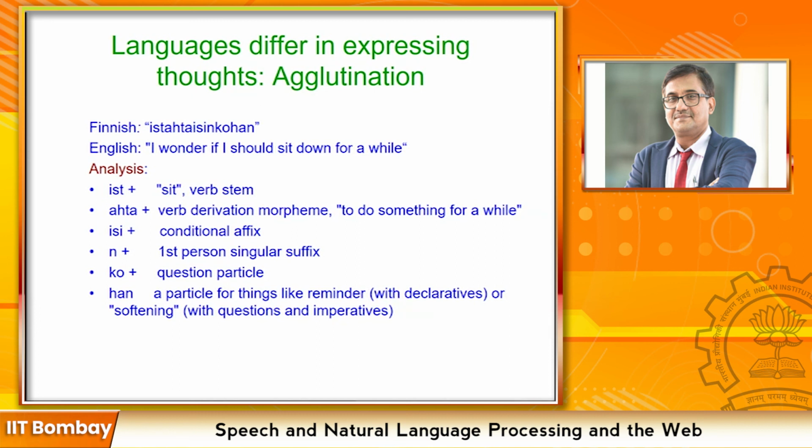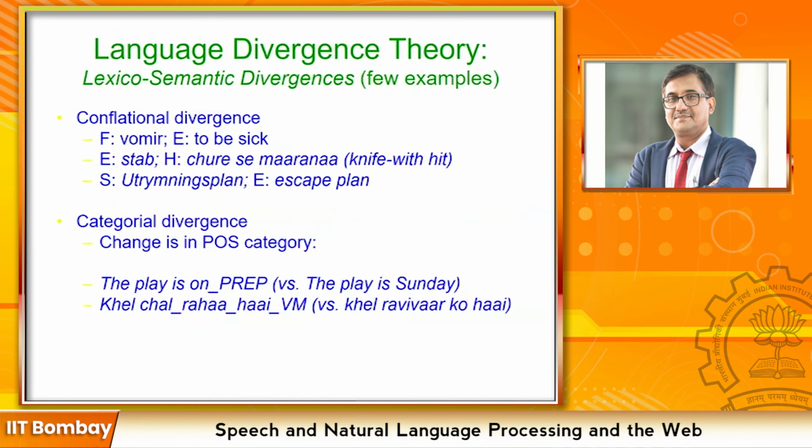Now, so much information is packed into this string that unless you do morphology segmentation, you will not be able to translate the sentence. And then these divergences are of many kinds. Conflational divergence, for example, words conflate on translation. So the French word vomir is equivalent in English to be sick.